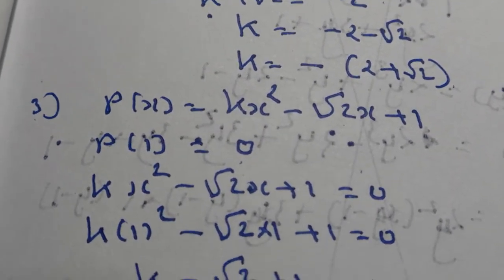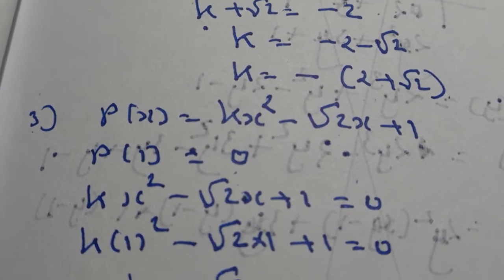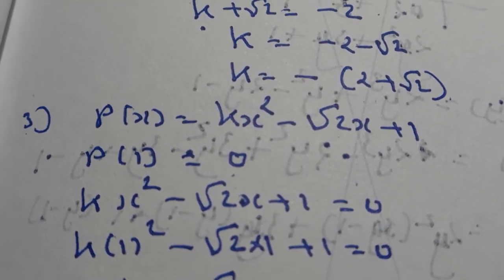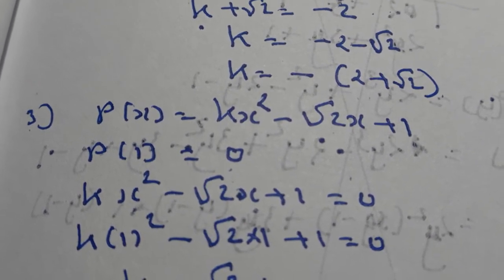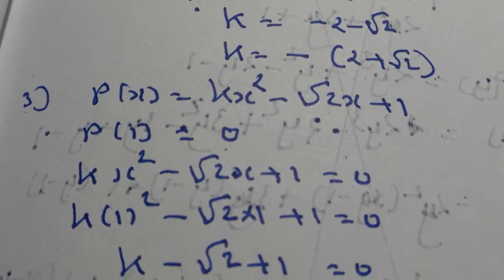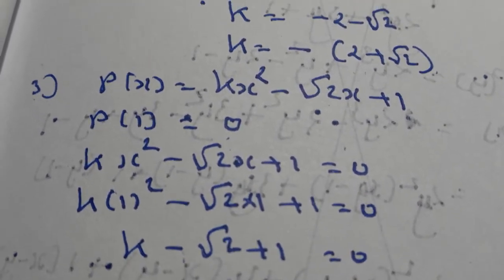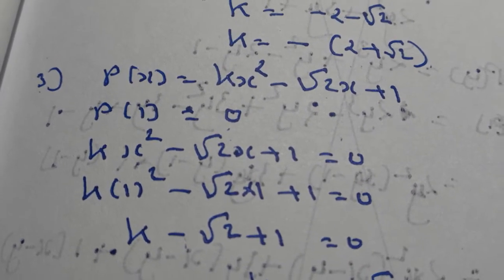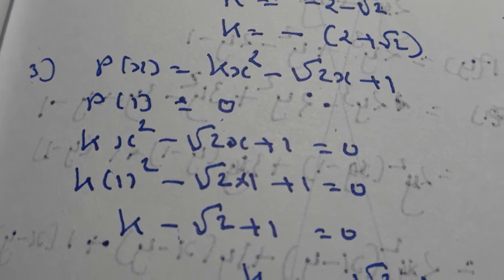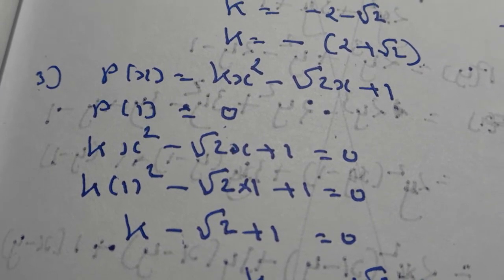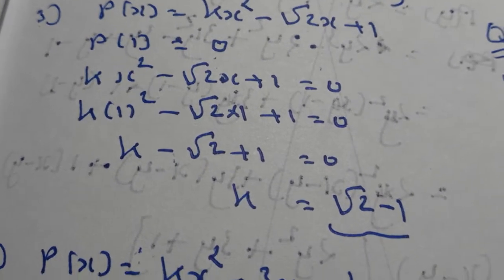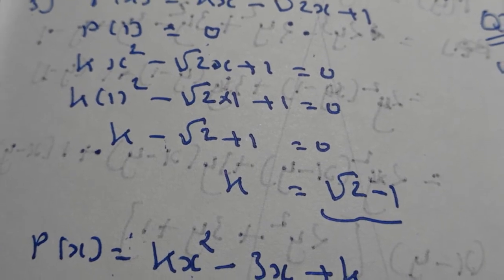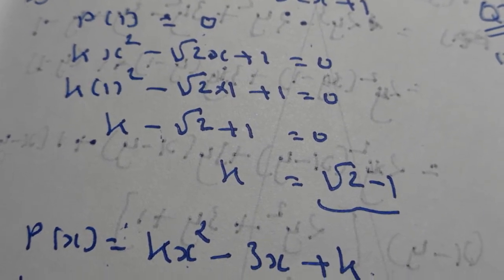Question number 3. p(x) is equal to kx square minus root 2x plus 1. So p(1) is equal to 0. So kx square minus root 2x plus 1 is equal to 0. Instead of x we are going to place 1. So k into 1 square minus root 2 into 1 plus 1. So it is k minus root 2 plus 1. So I am shifting minus root 2 and plus 1 to the right hand side. So minus root 2 becomes plus root 2, plus 1 becomes minus 1. So k is equal to root 2 minus 1.